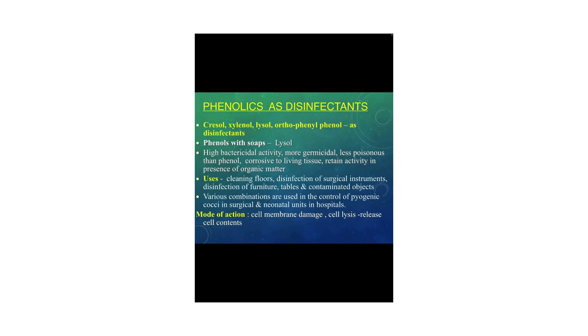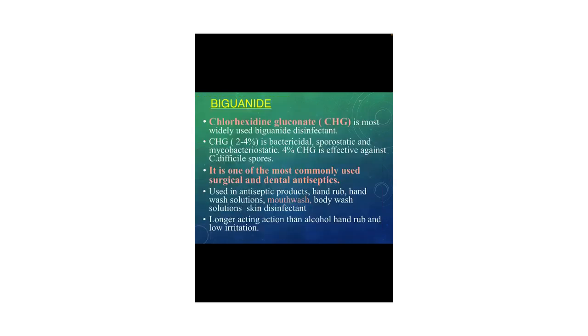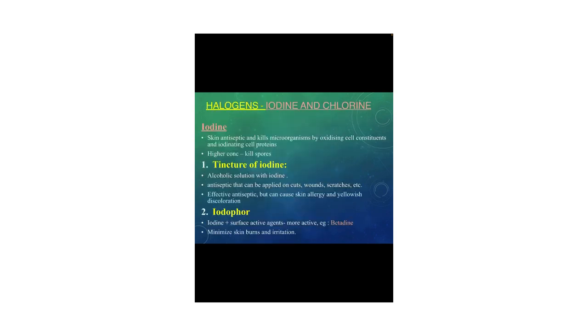It is used for cleaning floors, disinfection of surgical instruments, furniture, tables, and contaminated objects. Then phenol acts as an antiseptic. That means Dettol, hexachlorophene, chlorhexidine, triclosan. These are the examples. Then Bigonate. Bigonate is chlorhexidine gluconate. It is widely used in disinfection. It is commonly used as a surgical and dental antiseptic. It is the content of mouthwash.